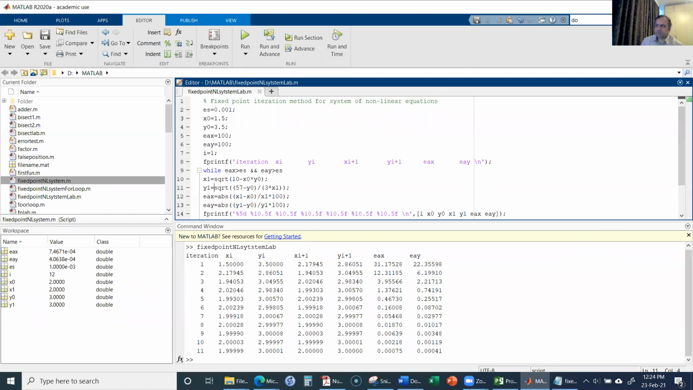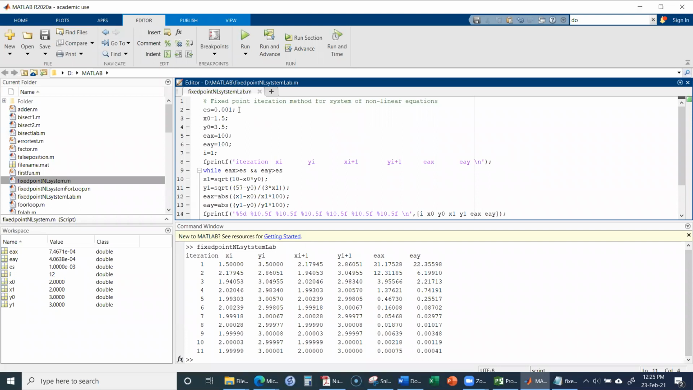Do you have any questions regarding this script? No. I have a question. The stopping error in the beginning, is it in percent? Yes, everything is in percent.